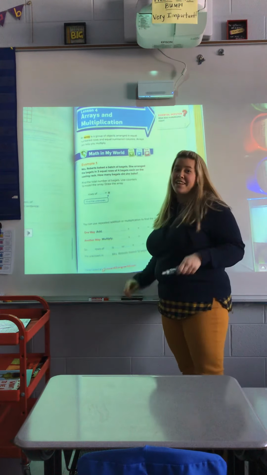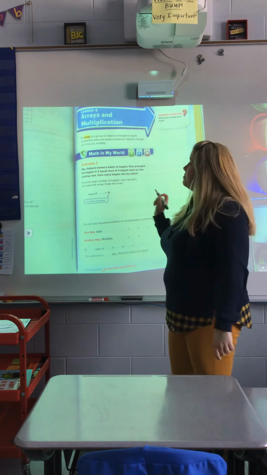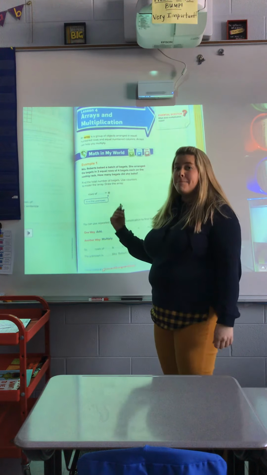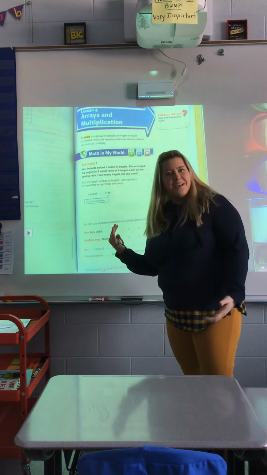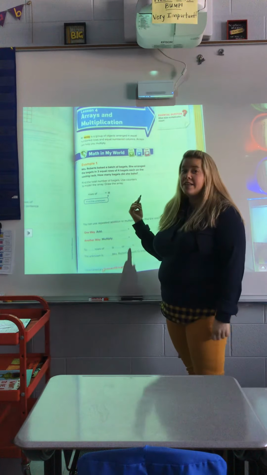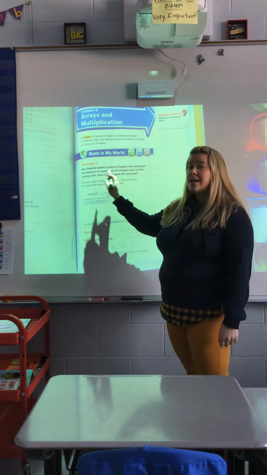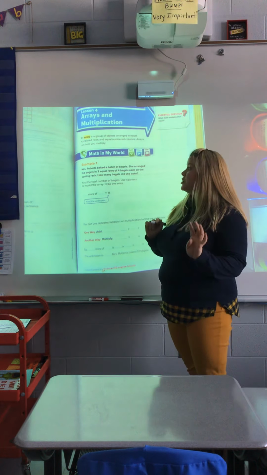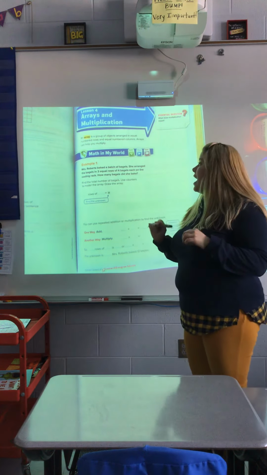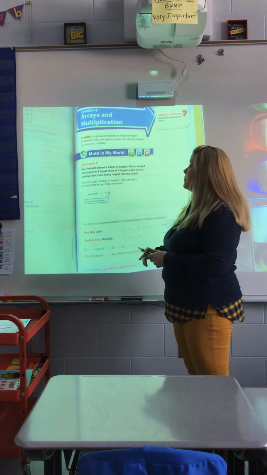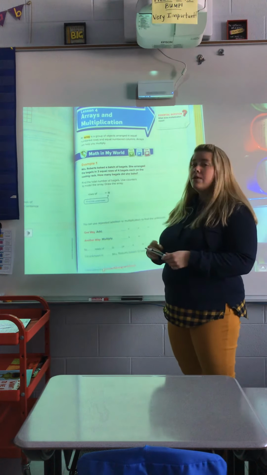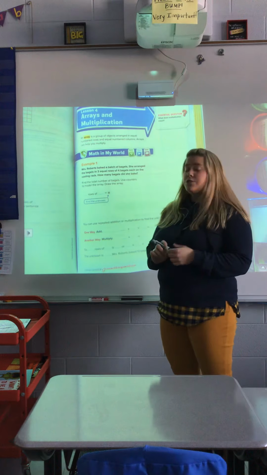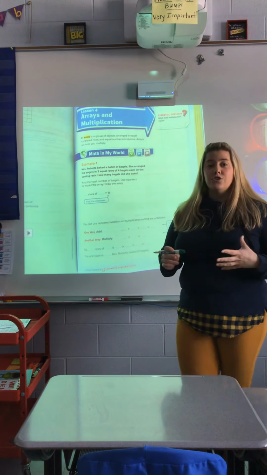All right, now let's look at example number 1. Mrs. Roberts baked a batch of bagels. It's like a tongue twister. She arranged the bagels in 3 equal rows of 4 bagels each on the cooling rack. How many bagels did she bake? So it says find the total number of bagels. Use counters to model the array and then draw it.